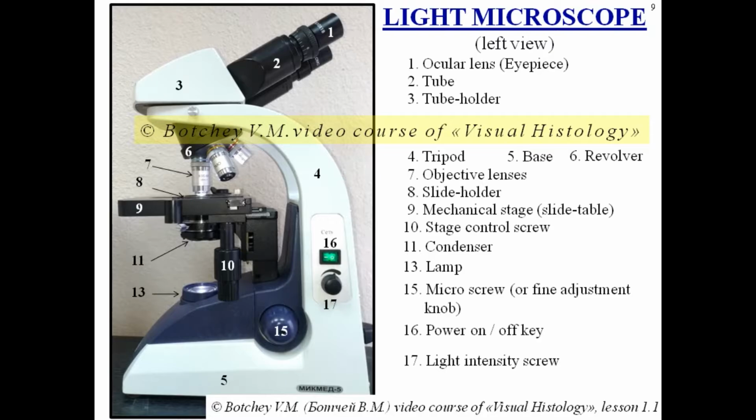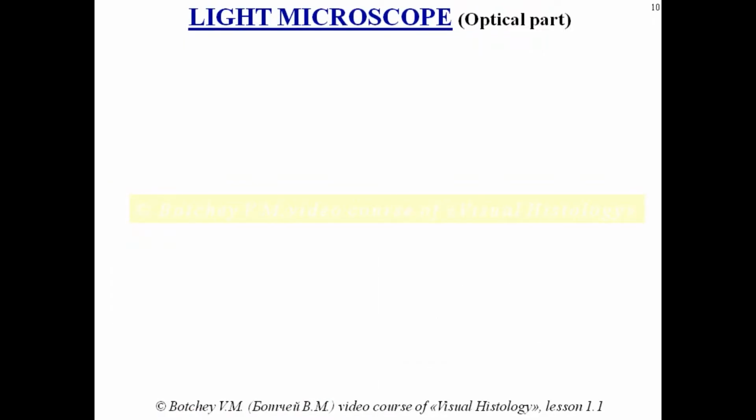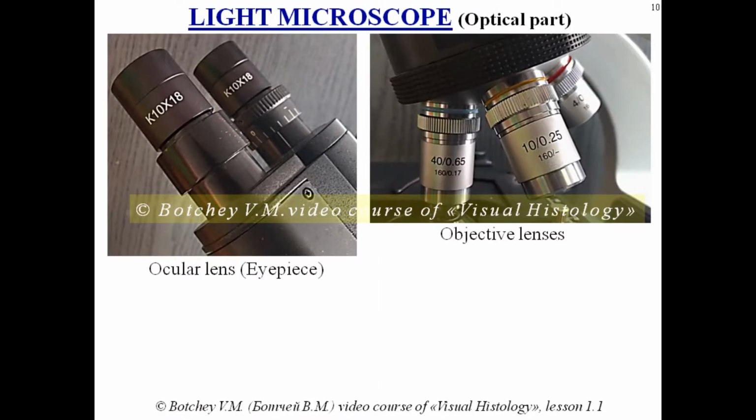The optical part of the microscope consists of ocular lenses or oculars and objective lenses. The oculars in this case have a 10-fold increase, or 10 times magnification, which is indicated on the corpus of each ocular. Look at the first digit. The objective lenses differ in magnifying ability.